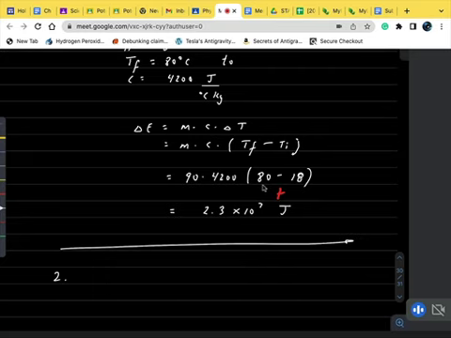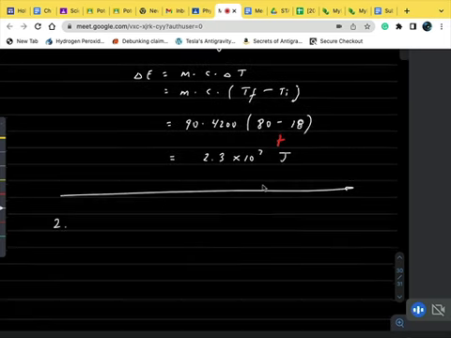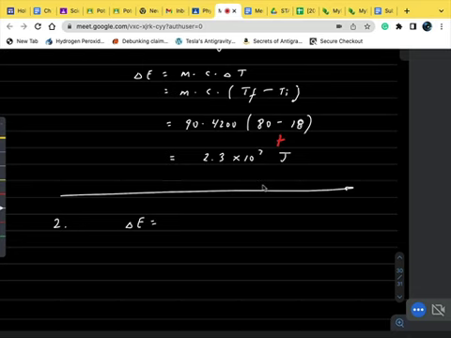Okay, so see if you can do number 2. You've got everything. Just one point here. Your change in energy, we're assuming this is positive, is this.